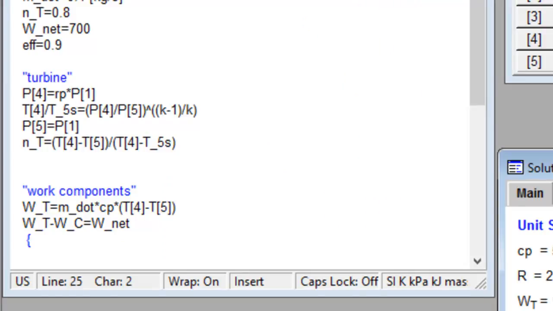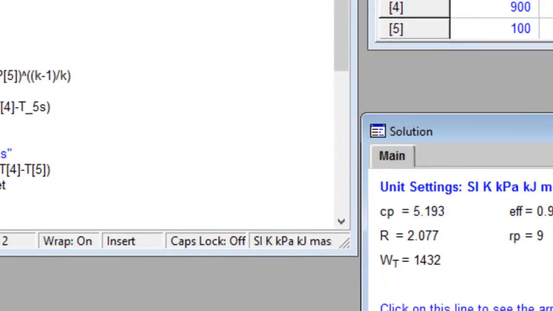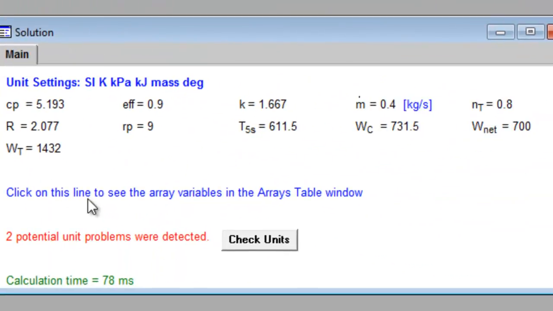So coming back to EES, there's my equation with the turbine work, actually calculating it this time with Cp and then finding the difference. And so then we look over and find out what our compressor work is at 731.5.